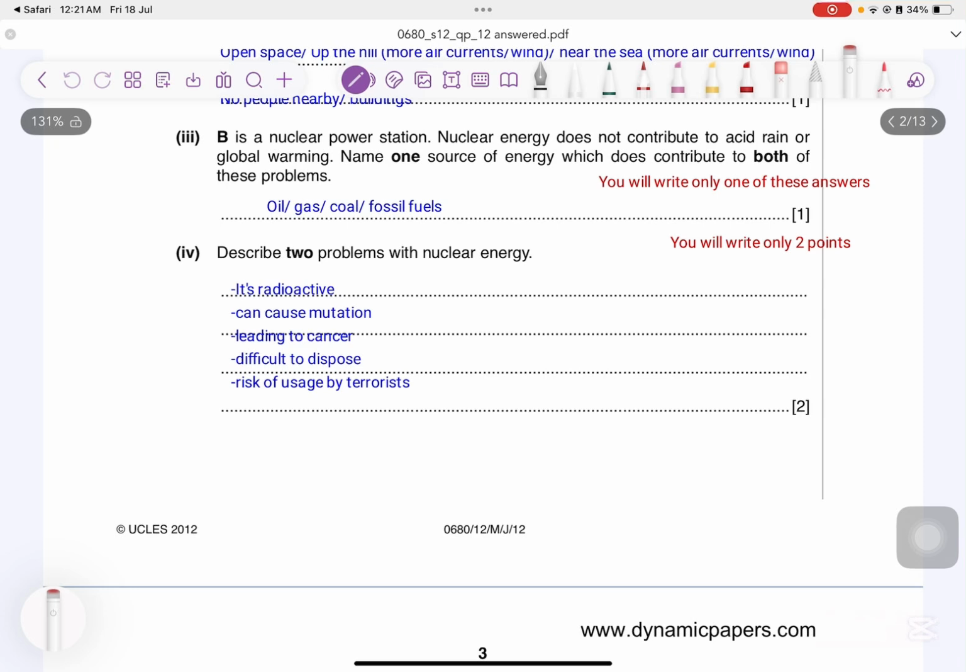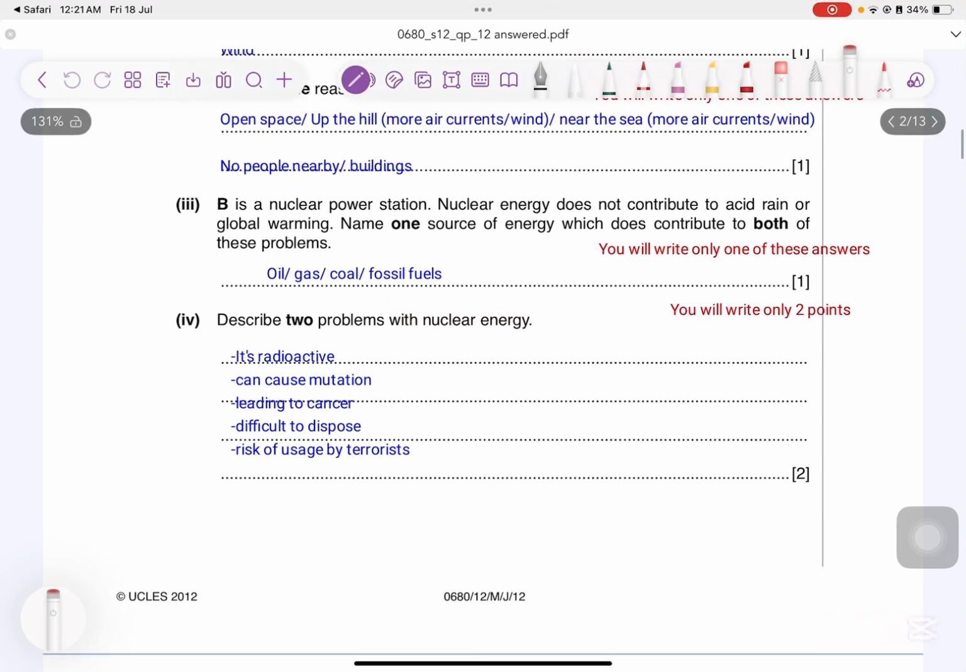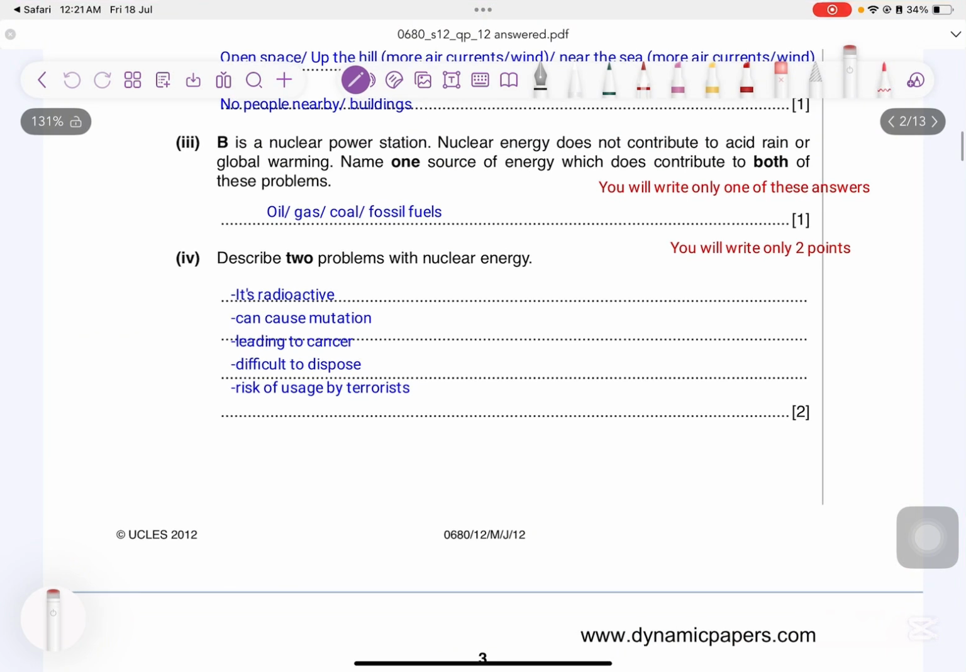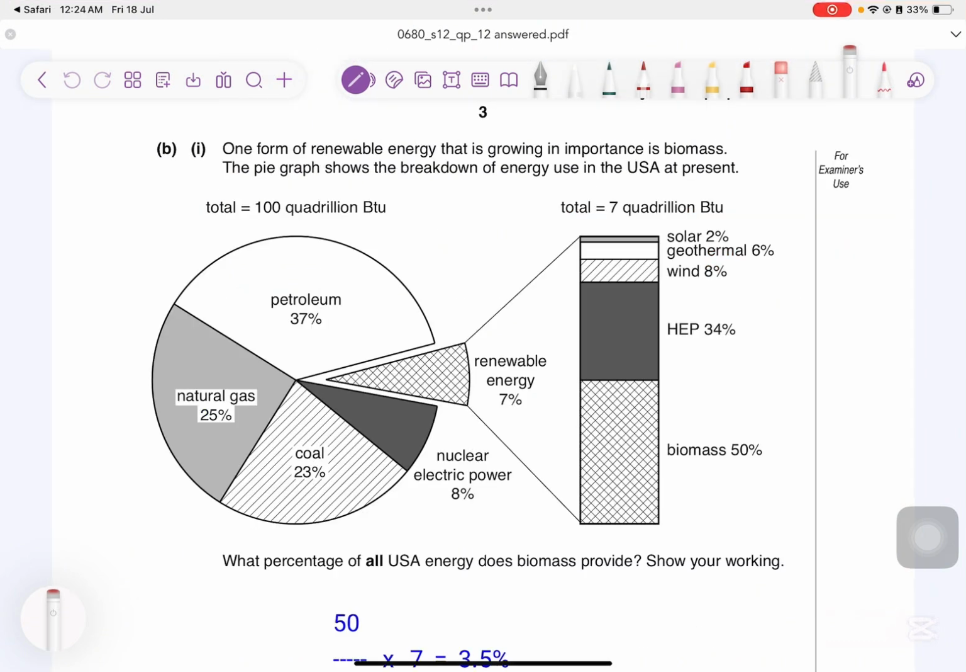Describe 2 problems with nuclear energy. This is why the power station is on the outskirts. Why? Because it's radioactive, so it leaks. Radioactive rays are leaked, they cause mutation that leads to cancer, they are very difficult to dispose of, and there is a risk of usage by terrorists.